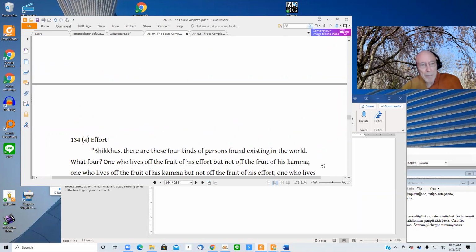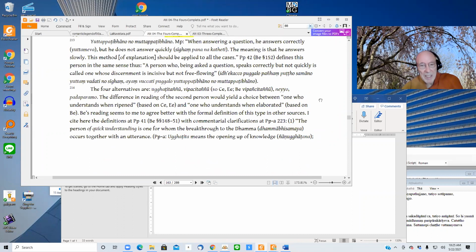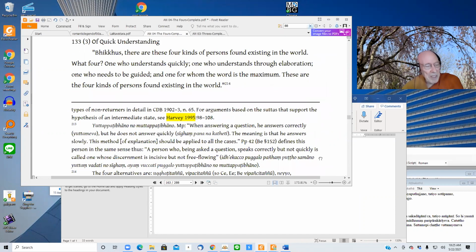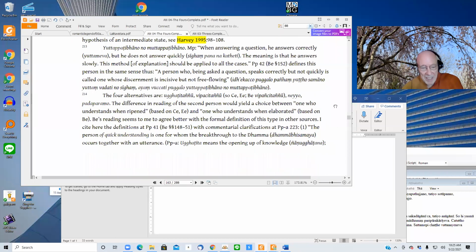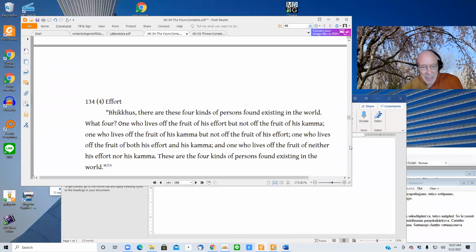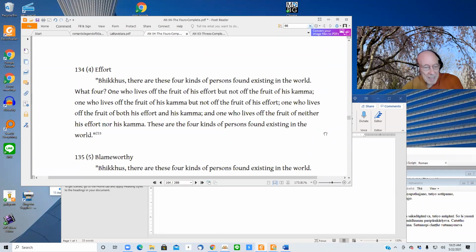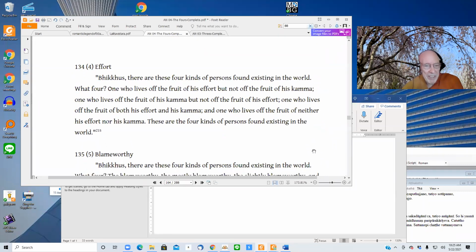Okay, so those are the four types of persons. And let me go through another sutta, then we could take some questions. Okay, so remember this sutta. The next one is also interesting, and I don't quite agree with the commentary here. So it says that there are these four kinds of persons found existing in the world. So what are the four?